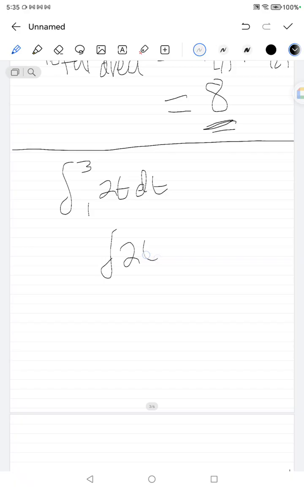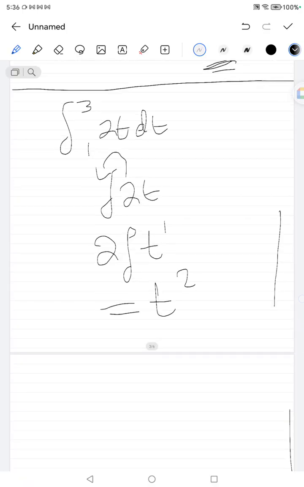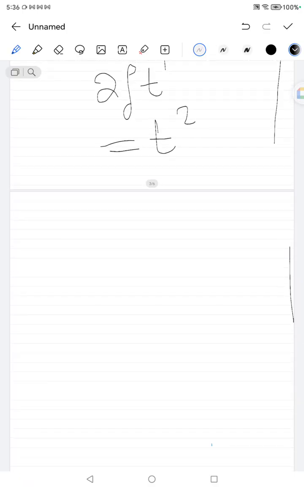You have your 2t. Then you can transfer this 2 to the other side, so that you have 2 times the integral of t. Then this is the same as having t to the exponent 1. Then you use the power rule. You'll see that you still get your answer as t squared, because the 2 goes to that side and cancels with the other one. Then now you have to find this one, but at which region. Remember, it's between 3 and 1.